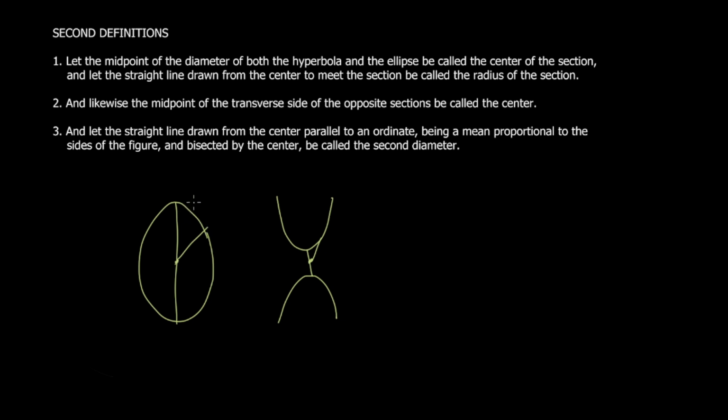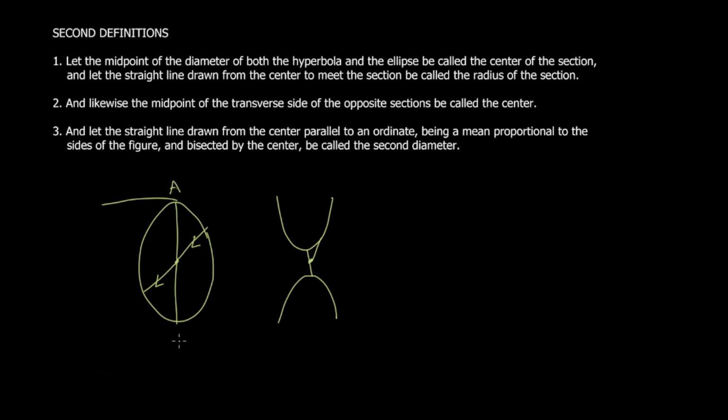And the third definition is, and let the straight line drawn from the center parallel to an ordinate being a mean proportional to the sides of the figure and bisected by the center be called a second diameter. So if we extended this line all the way through the figure, and if this was parallel to an ordinate and a mean proportional to the sides of the figure, the sides being the transverse side, which is this diameter, and some hypothetical upright side, which we draw, and mean proportional, here, I'll draw this out.